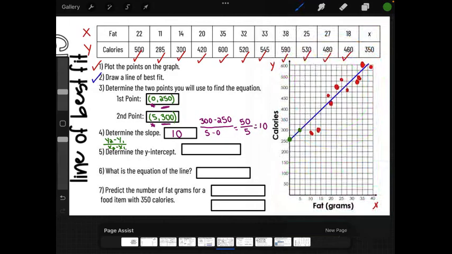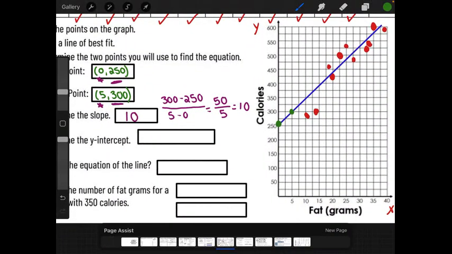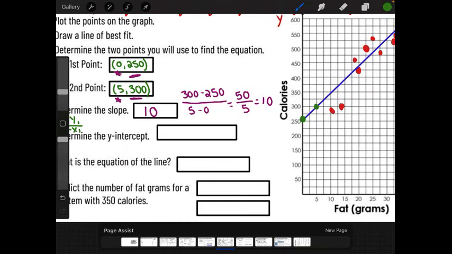Next says to determine the y-intercept. You can do that by either looking at your line that you made, your blue line, or use the slope that you just found. I'm just going to look at our graph because on the y-axis we cross over at 250, so our y-intercept is at 0, 250. So it's this point right here.